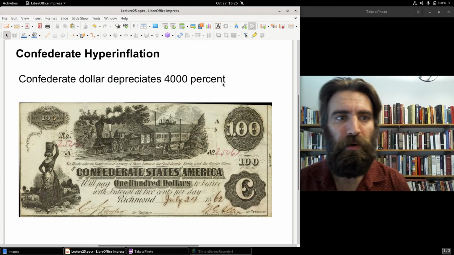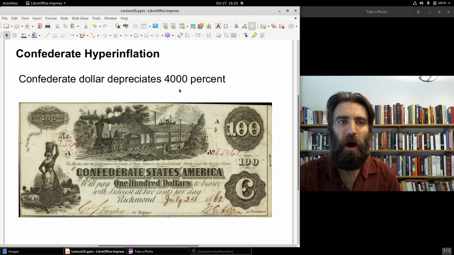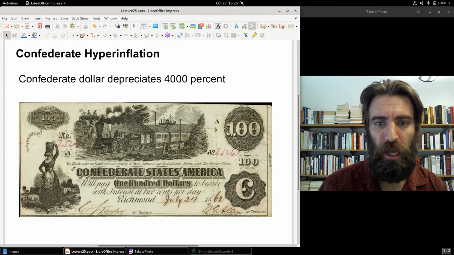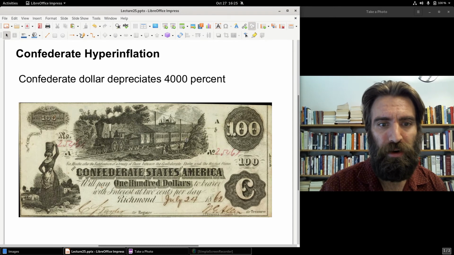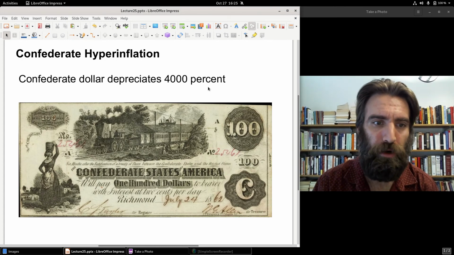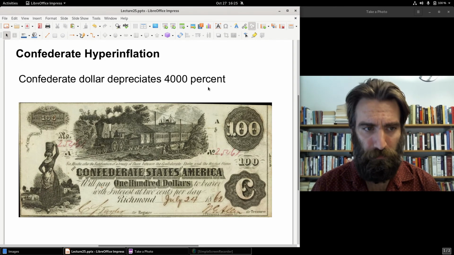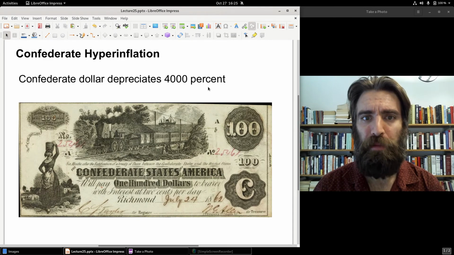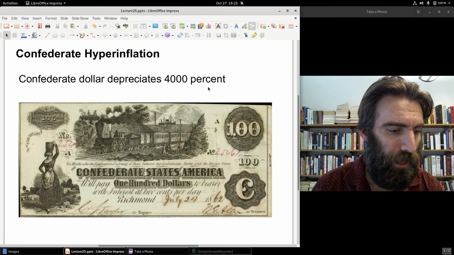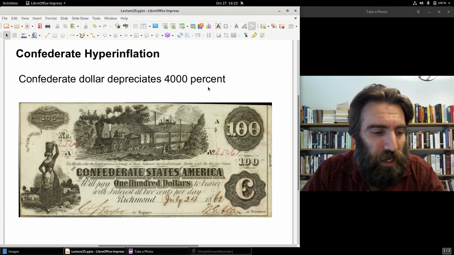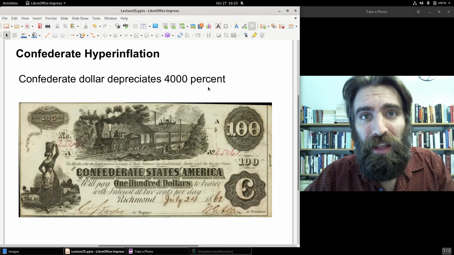By the end of it, the Confederate dollar depreciated 4,000%. And so here we have hyperinflation. This is a beautiful note here. You see the train. This is trying to signify, hey, the Confederacy, we've got industry. We're moving forward. But the truth was that the Confederacy was unable financially to back the war effort. By the end of the war, a bar of soap in the South was $50, and a suit of clothes was $3,000.